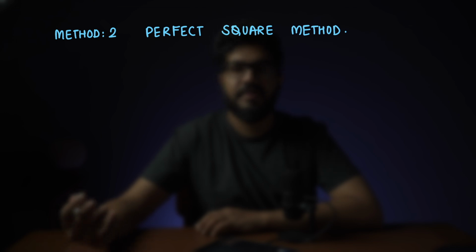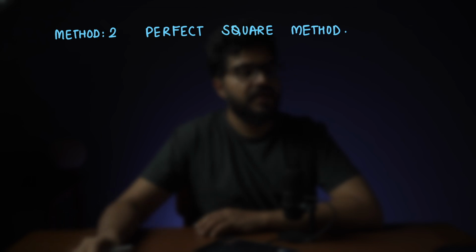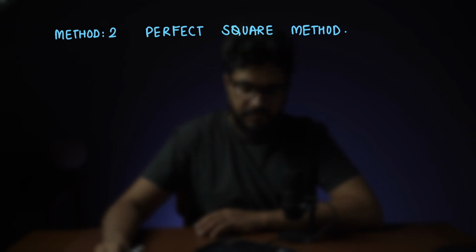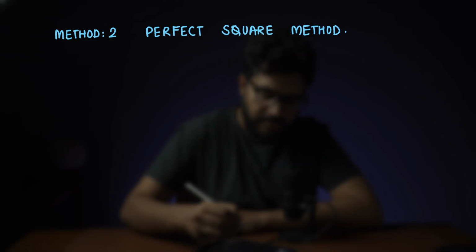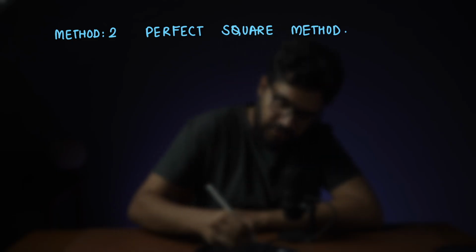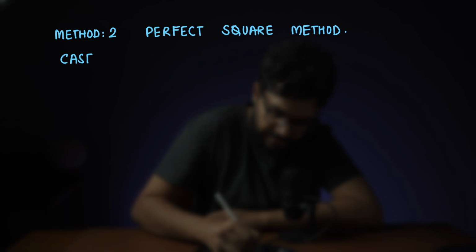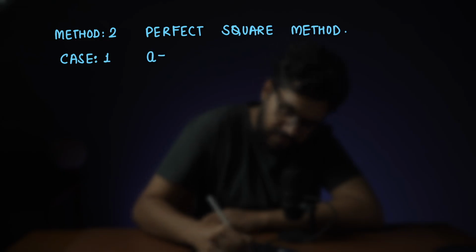They will ask you to write something in the form a(x + b)² + c, and that is exactly completing the square. So you should know this. This is very important for our Cambridge examination. So let's again start with two cases. Case 1, when a is equal to 1.